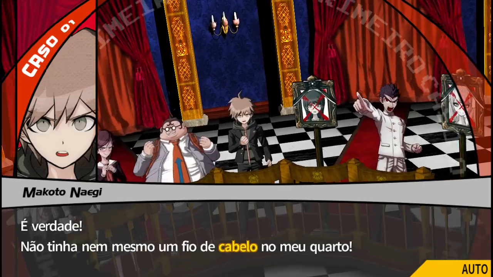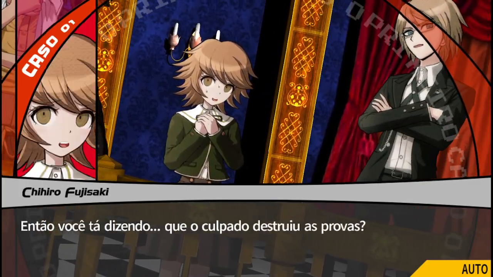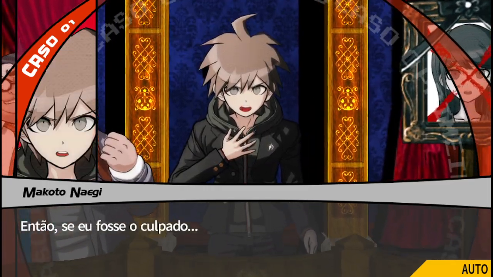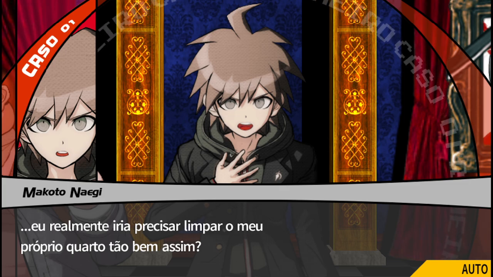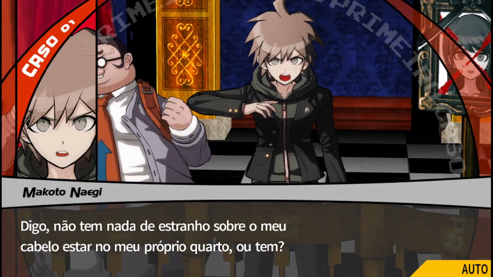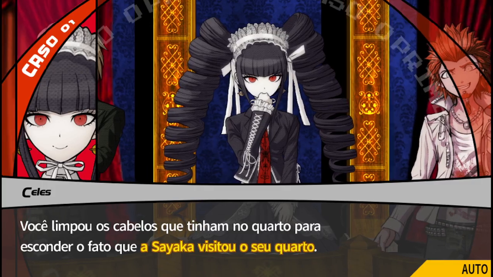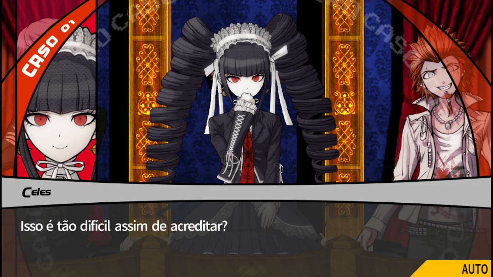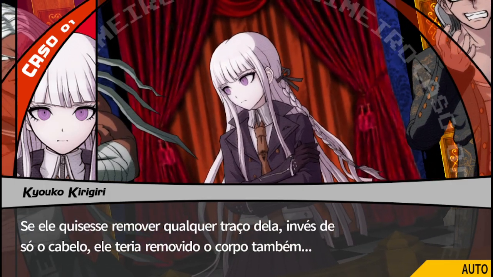That's right! There wasn't a single hair on the floor! So, the culprit removed some evidence? Yes, and if I were the culprit, why would I need to get rid of all the hair in my own room? It wouldn't be unusual at all to find my hair at the crime scene if the crime scene is in my room. The reason all the hair was gone was to remove any trace that Sayaka had ever been there. That makes sense, does it not? No. If that were the case, they would have had to do something about the body itself, not just her hair.